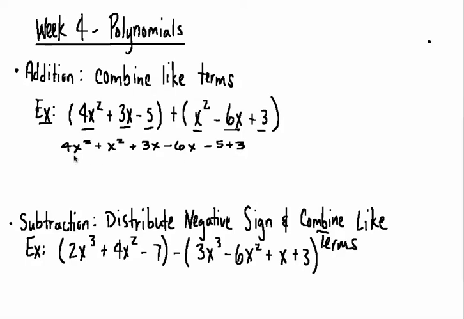So now I'm ready to combine like terms. 4x squared plus x squared. Remember that x squared is assumed to have a 1. So that's 4 plus 1 is 5x squared. 3x minus 6x. 3 minus 6 is negative 3x. And then finally, negative 5 plus 3 is a negative 2. So my final answer, when we're adding, is 5x squared minus 3x minus 2.